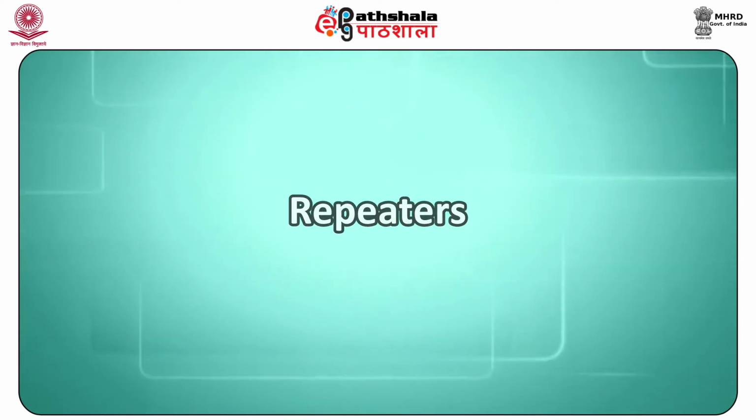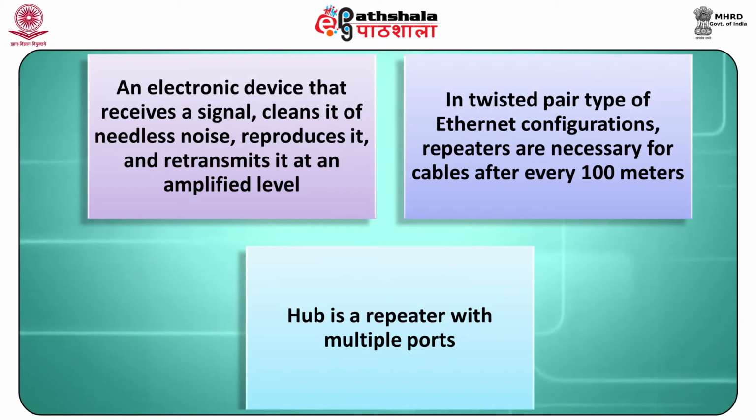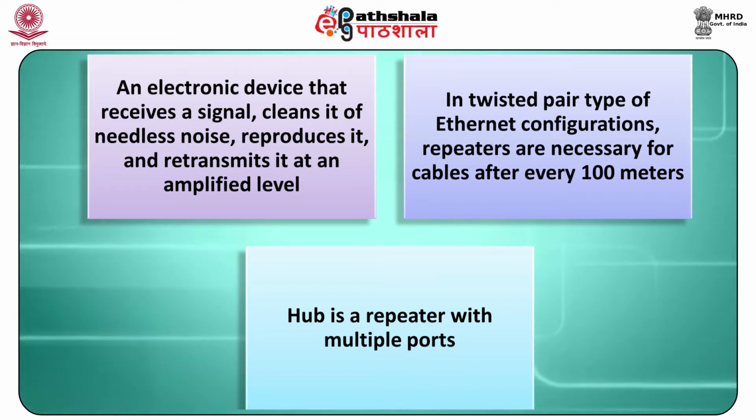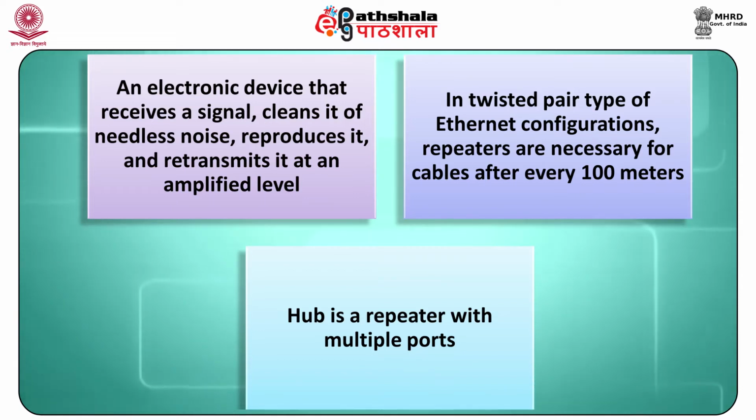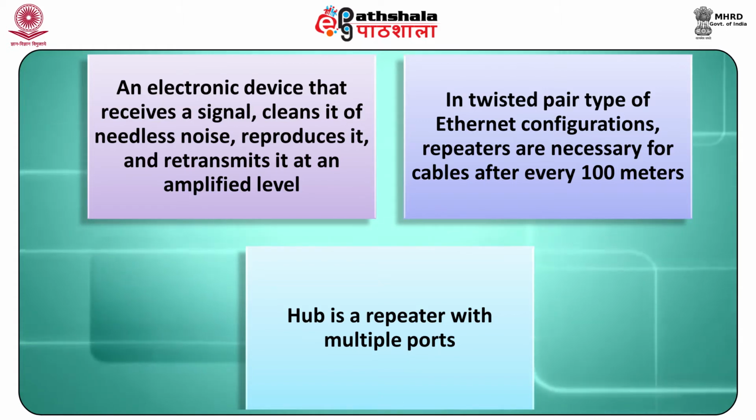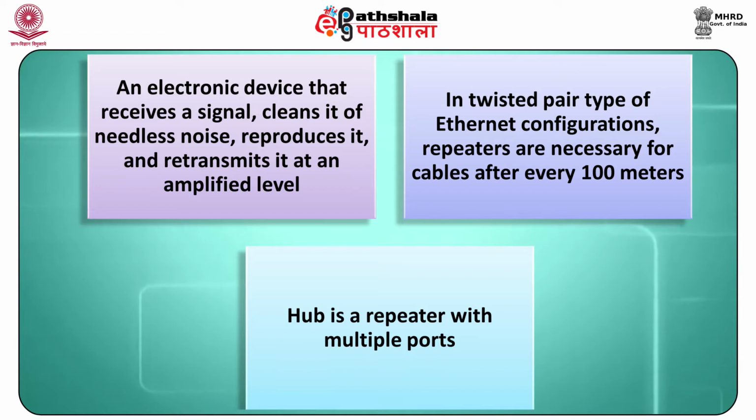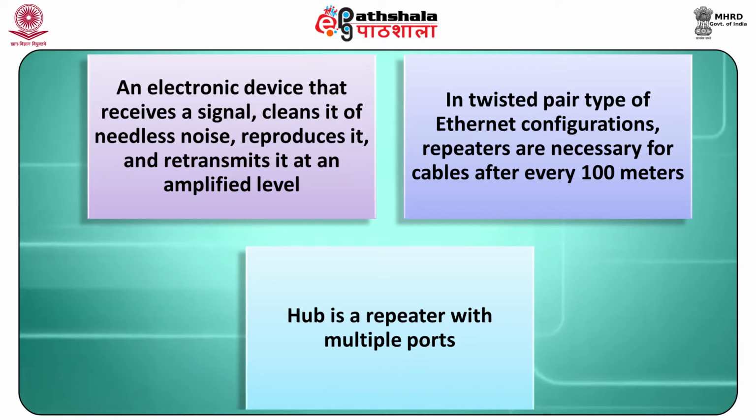Fourth, repeaters. A repeater is an electronic device that receives a signal, cleans it of needless noise, reproduces it and retransmits it at an amplified level to the other side of a hindrance that can be a wall or any other obstacle, so that the signal can cover longer distances without getting degraded. In twisted pair type of Ethernet configurations, repeaters are necessary for cables after every 100 meters. A hub is a repeater with multiple ports.